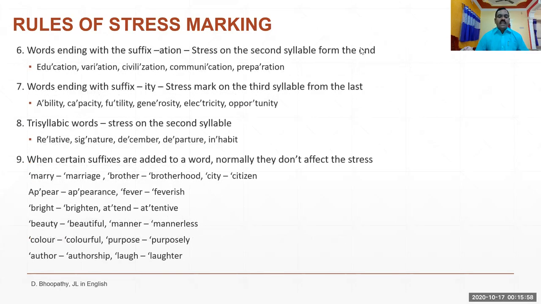Next, the words ending with the suffix ation, like variation. In these cases, the stress is on the second syllable from the end, as in education. So in words ending with the suffix ation, the stress is on the second syllable from the last syllable.